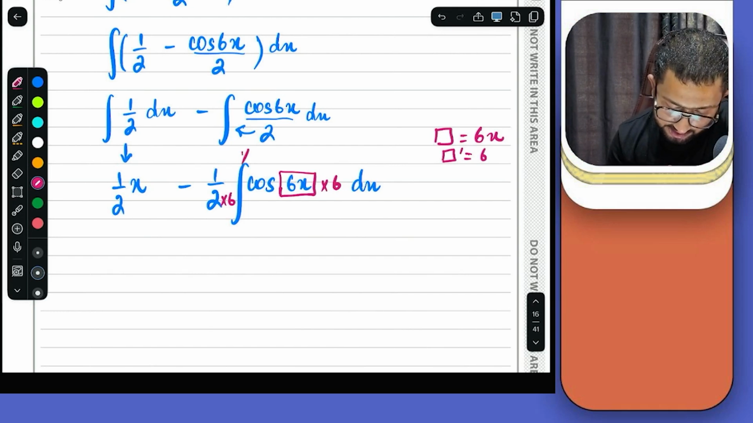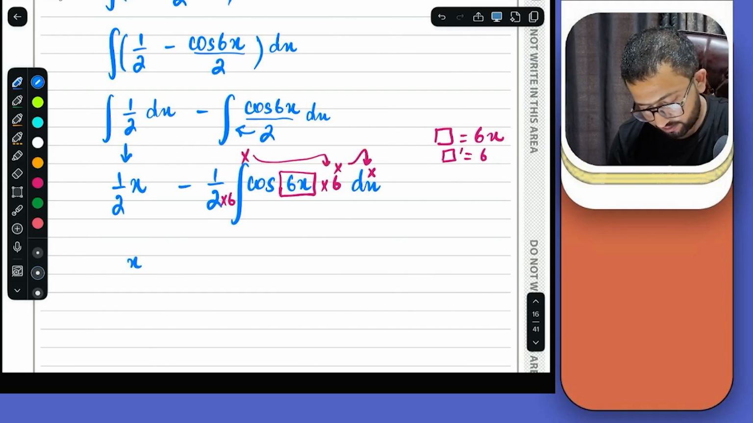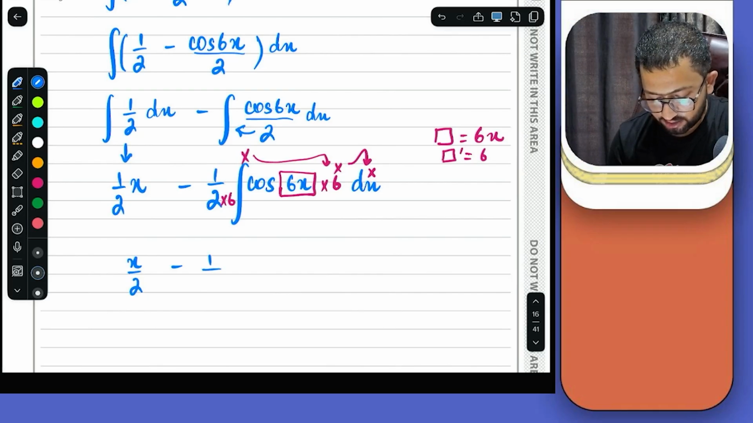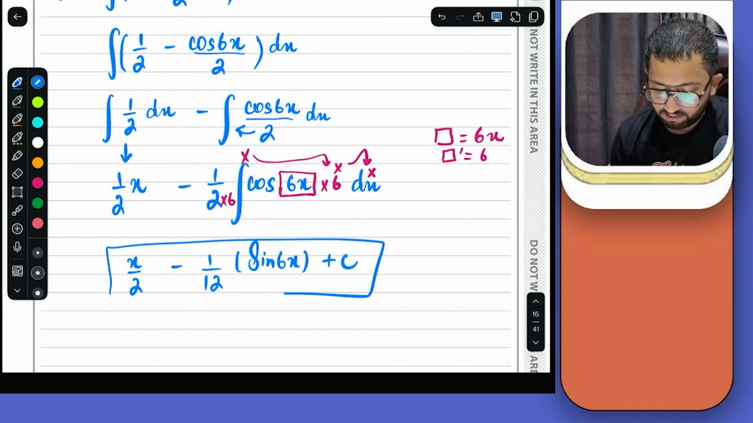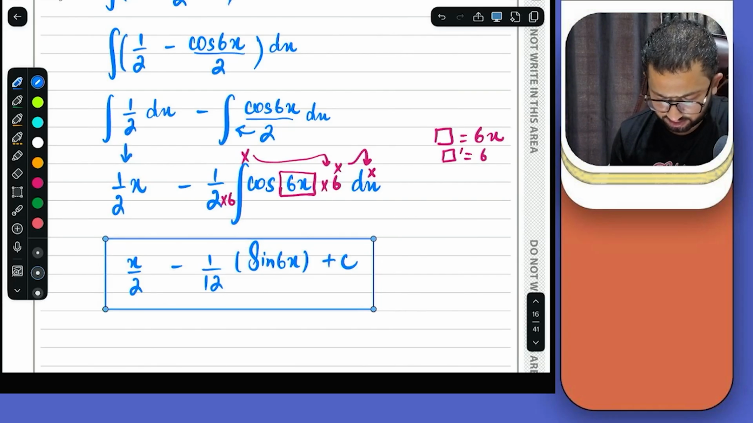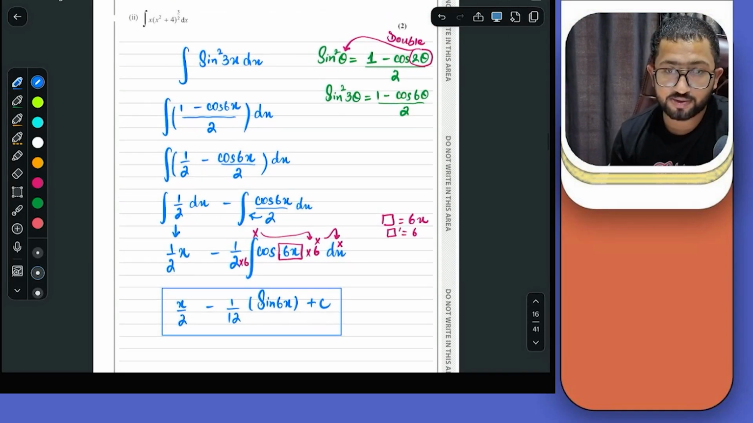So three things will disappear: this one, the derivative of angle, and dx. So it will become 1 over 12. The integration of cos will be sine 6x. Plus, always put plus c at the end of the answer of integration. I don't think now there is an issue with how it works.